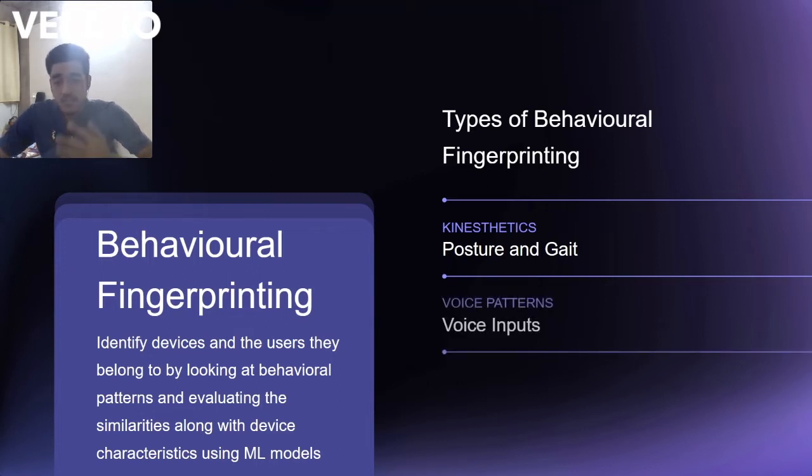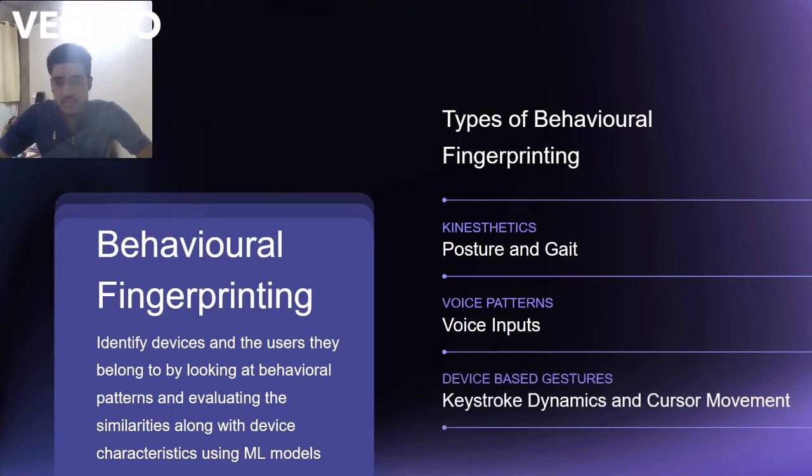Next is voice patterns. Voice patterns include voice inputs, which refer to the distinct sound variations that occur when a user speaks or vocalizes. And lastly, device-based gestures, which include keystroke dynamics and cursor movement. Keystroke patterns refer to the typing patterns that differ from one user to another. This includes a mix of keystroke speed and duration, changes in these, and common patterns that appear when typing words or other sequences. Cursor movements refer to unique patterns in mouse or trackpad cursor movements, such as paths, tracking speed, direction changes, clicks, or any interactions between these.